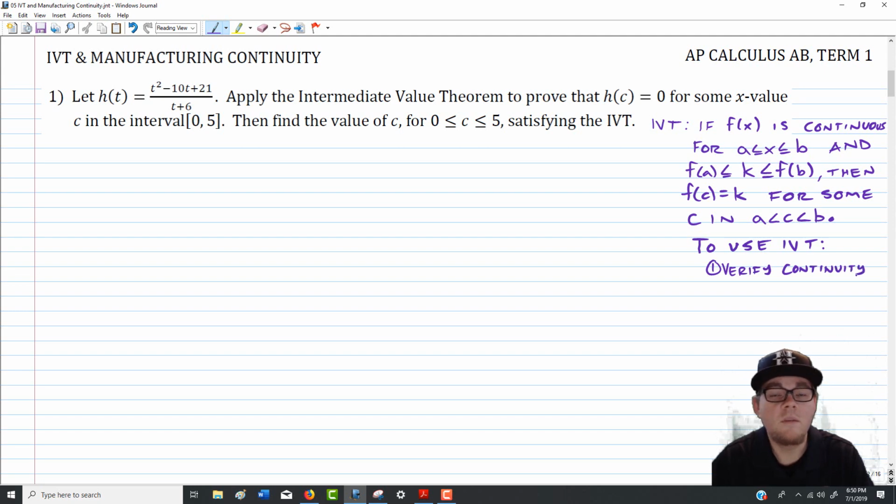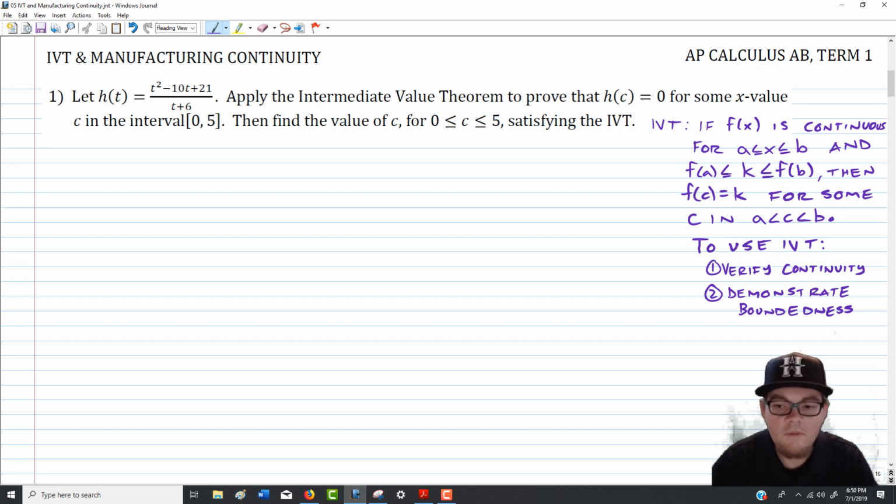And in this first example, it's going to be a little bit of a challenge because verifying continuity is sometimes challenging. And second, we need to demonstrate, I'm going to use the fancy words, I like these words, we need to demonstrate boundedness. So we need to show that the y value we're interested in is actually between the two endpoints. And bounded just means between. So we need to show it's in between the two endpoints. So that's what we need to do. And then finally, this is kind of a hidden last step. I'm using dashes to write this in here.